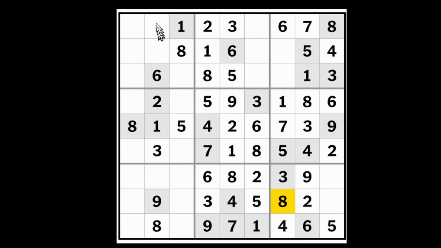Now I think we need to turn our attention towards column 2, for which we still need a 4, 5, and a 7. There's a 4 and a 5 here in this row that can see this cell, and therefore this must be a 7. And the 7 here and here puts, of course, a 7 in this cell.